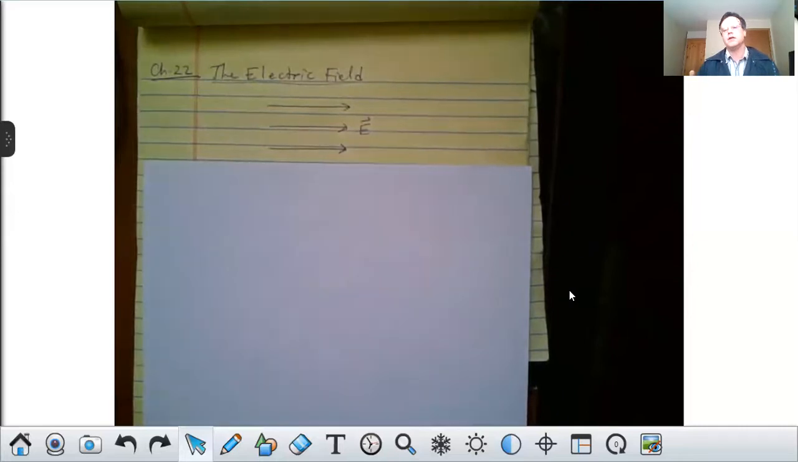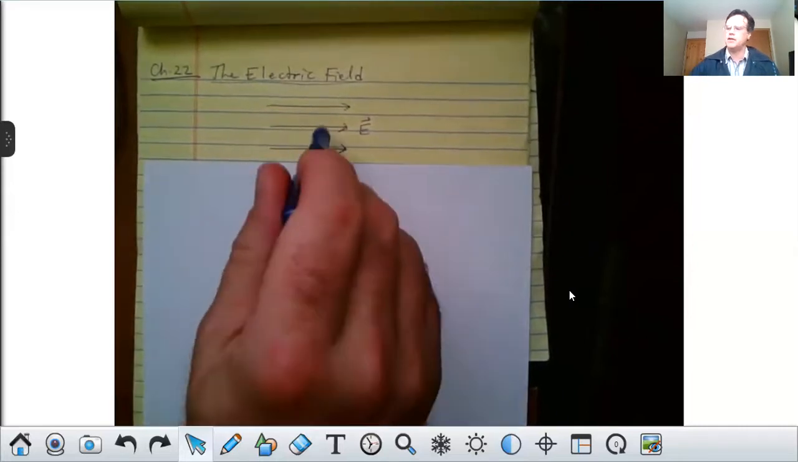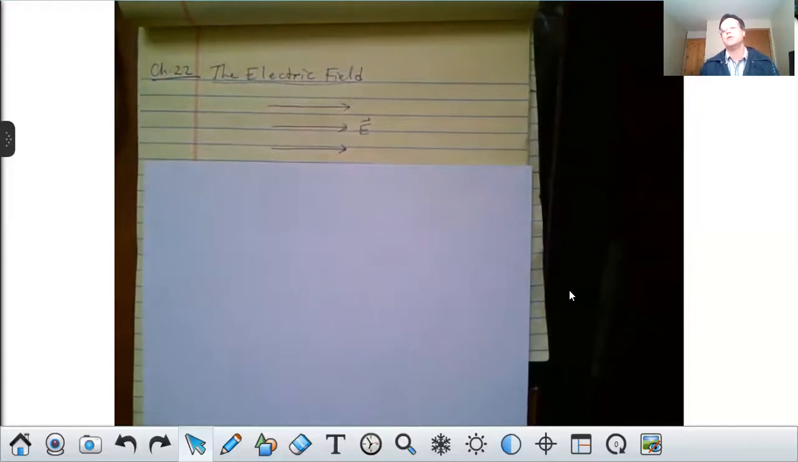But we also think of a charge that we could put in the field, right? And we would call that a test charge. Now, the test charge can feel the force from the field and will accelerate due to that force. So the test charge is the thing that interacts with the field that's created by other charges.